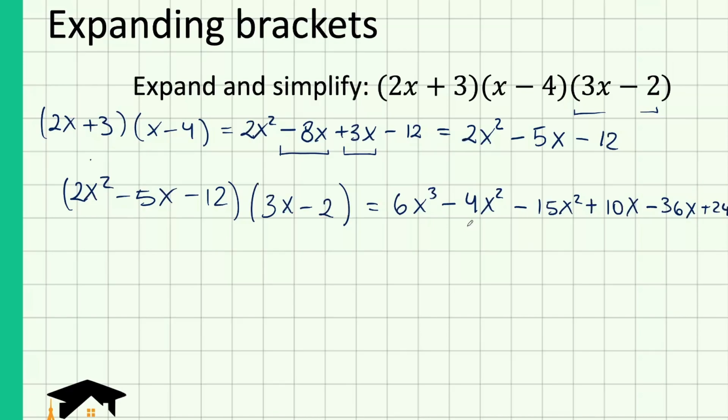Now let's put the like terms together. So this one has no like terms. 6x cubed. Minus 4x squared minus 15x squared is equal to minus 19x squared. 10x minus 36x is minus 26x. And then we have plus 24. And this is the final expression.